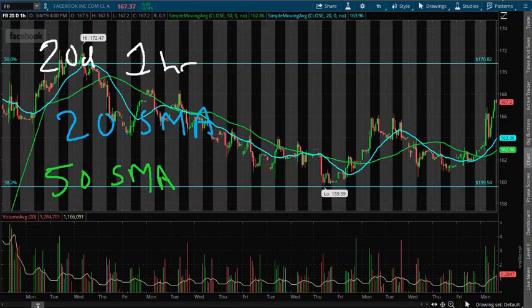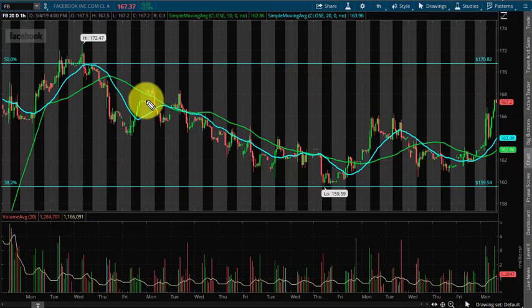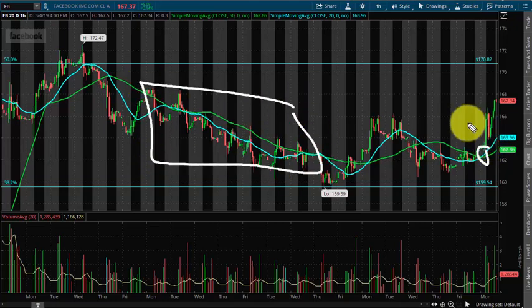Okay, so for example, if you look at this price action here for Facebook, you can see that the 20, that blue line, is below the 50, right? So we are currently in a downward trend. It's actually just as simple as that. With the 20 crossing above the 50 right here, we're shifting to an upward trend. So downward trend, shifting to an upward trend right here.